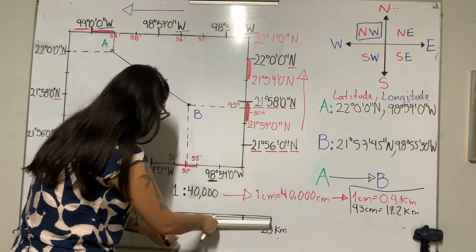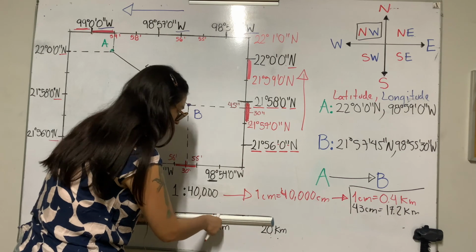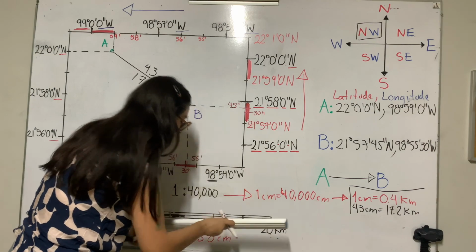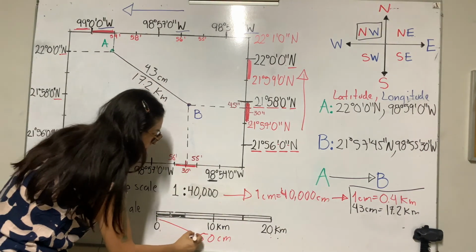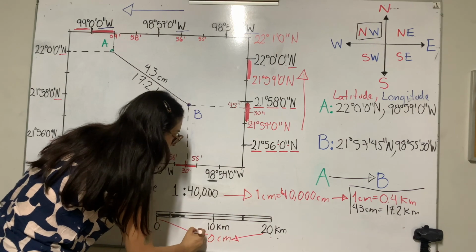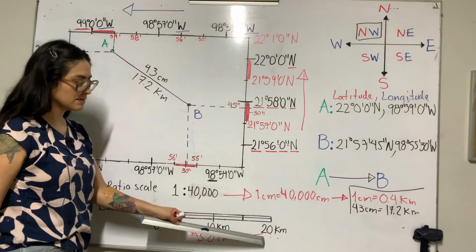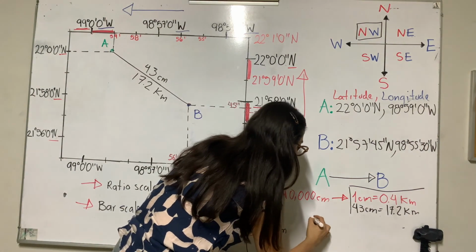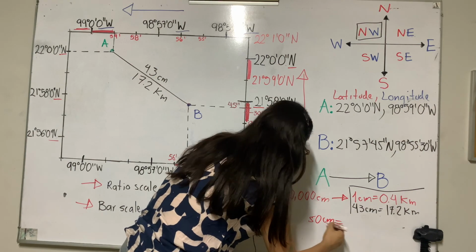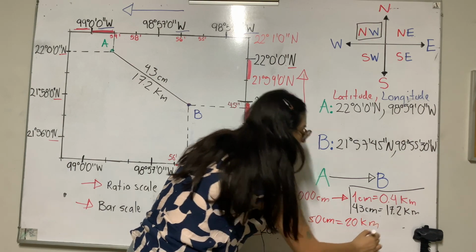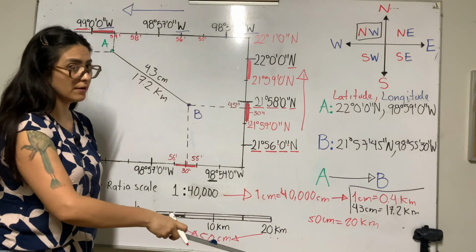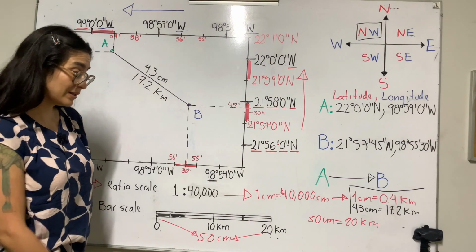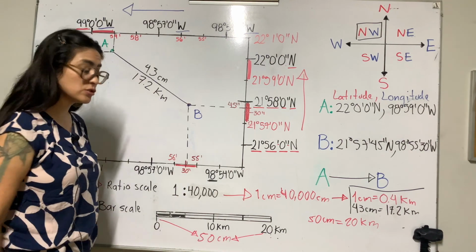If I measure this segment in your map, you can do it in your map, the whole segment has a measurement of 50 centimeters. And 50 centimeters represent 20 kilometers. So I can do the same: 50 centimeters are representing 20 kilometers. Those 20 kilometers are here. It depends on your map, the number that you're going to have. But in my example, it represents 20 kilometers.